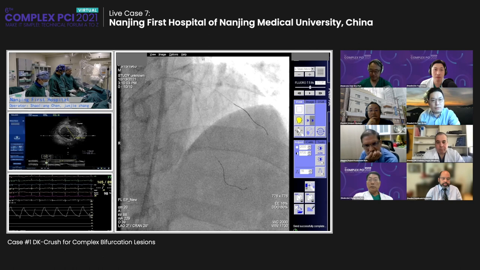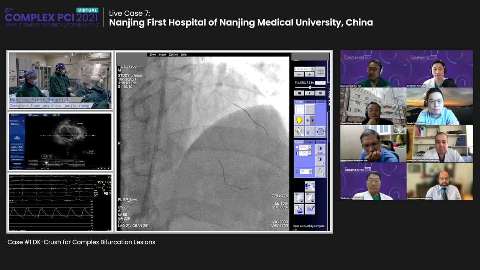Any other discussion? Okay, Dr. Wong, please. Yes, hello, Dr. Chen. This is Dr. Wong from Hong Kong. So basically, I think we all agree that this is a true 1-0-1 bifurcation lesion. And my question is, the side branch, the diagonal, the maximum size is 2.5.